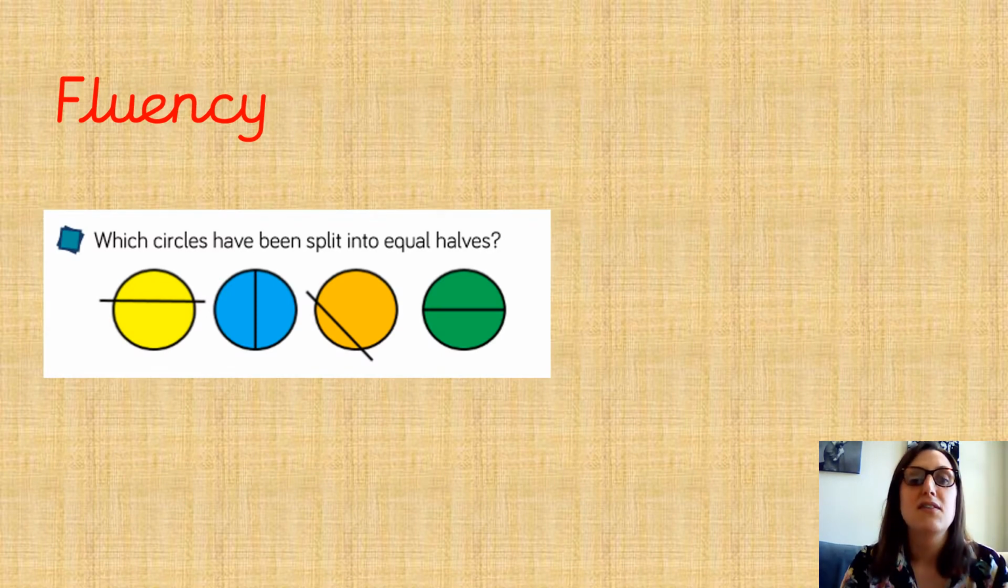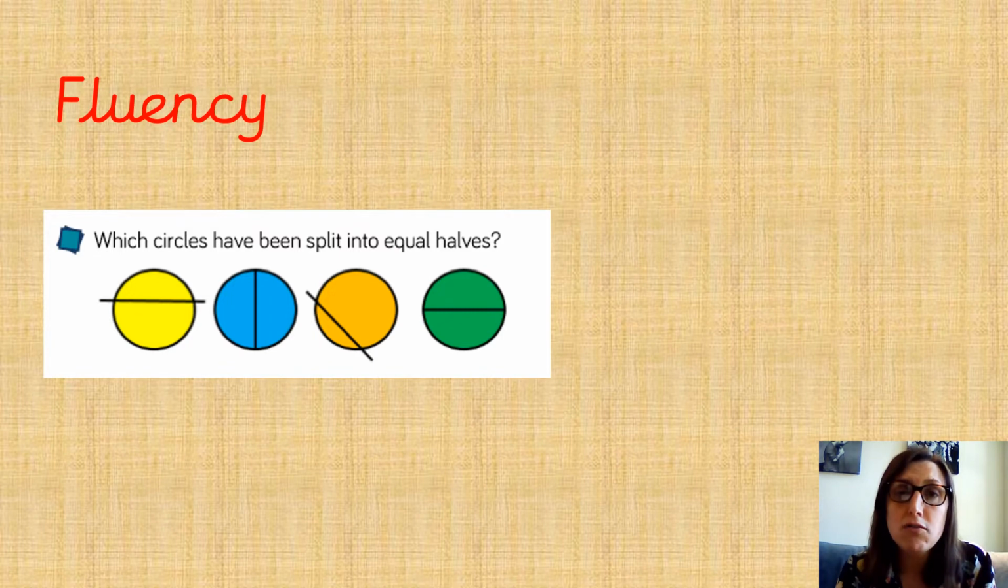So fluency, this says which circles have been split into equal halves. So you will just need to write the colours of the circle. So which circles have been split into equal halves? Now, is it yellow, blue, orange or green? And it might be that there's more than one answer. So this bit's really important.